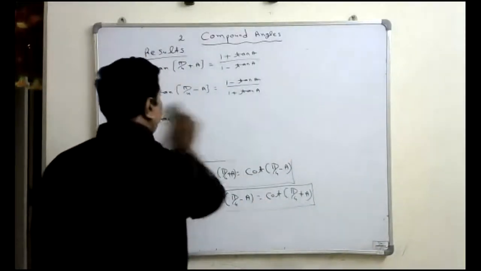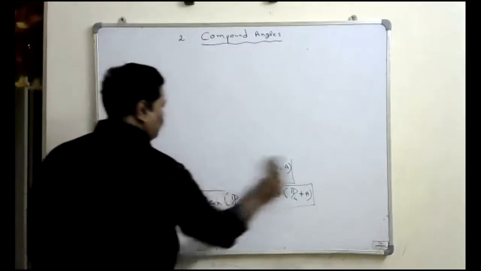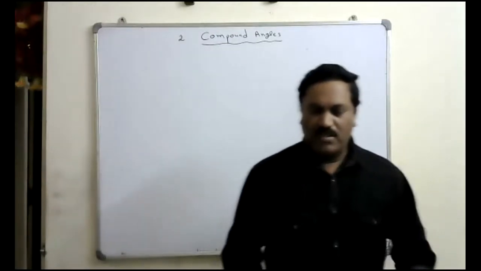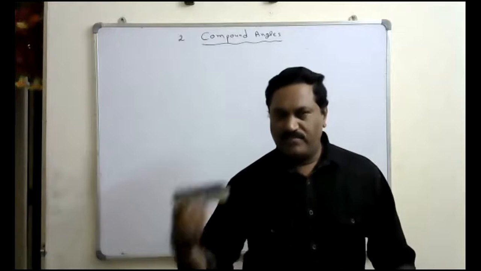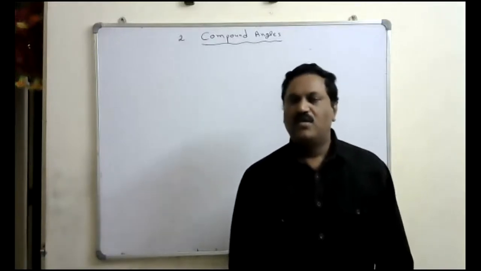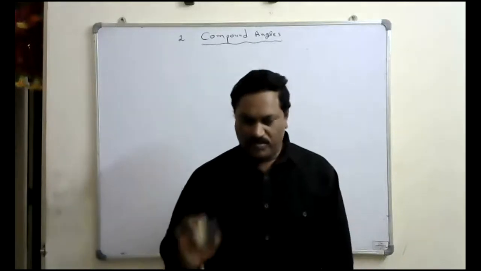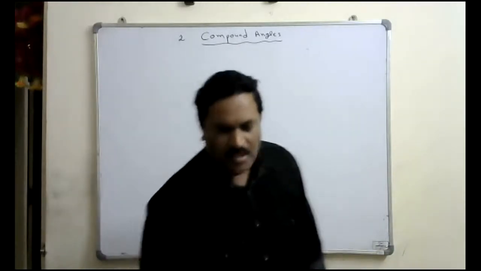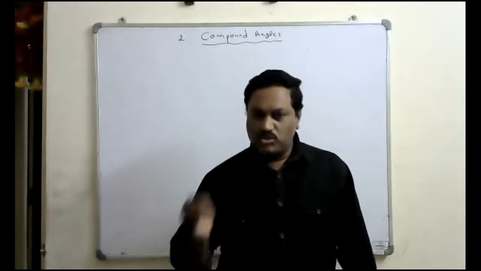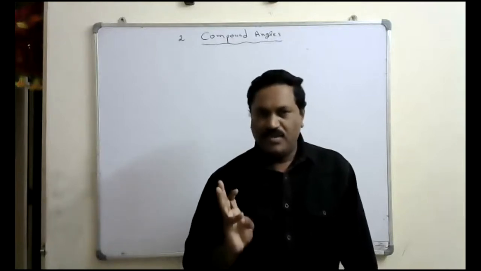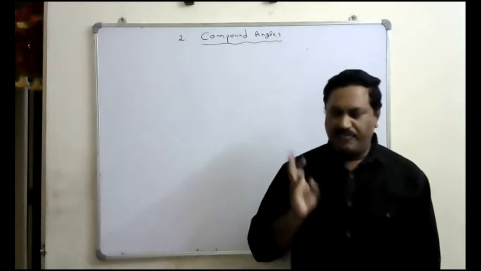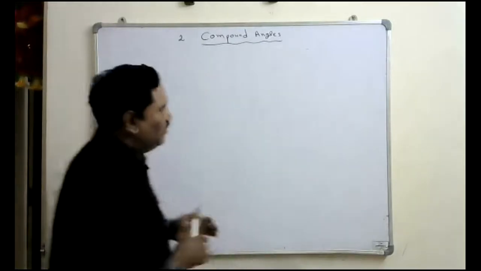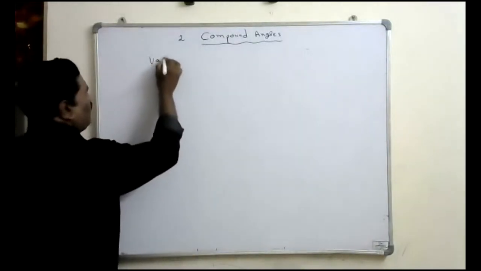These are the basic formulas we have to remember in this topic. In the first topic, you are already aware of the values for the angles 0 degree, 30 degree, 45 degree, 60 degree, 90 degree, and 180, 270, 360. But in this topic, apart from those angles, you should also remember the values for 15 degree and 75 degree. So we will find those values also.